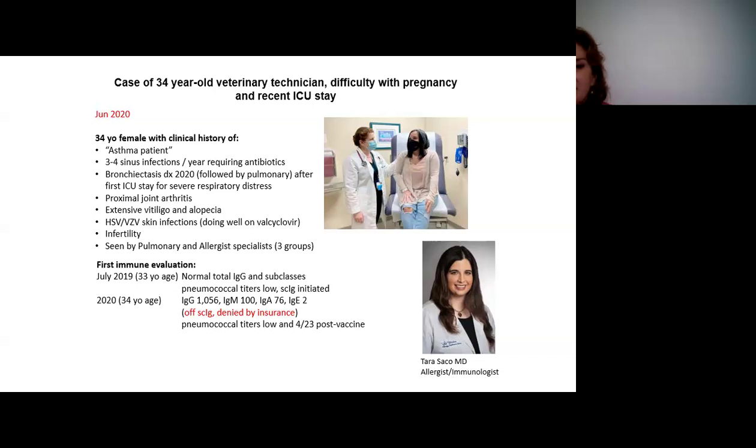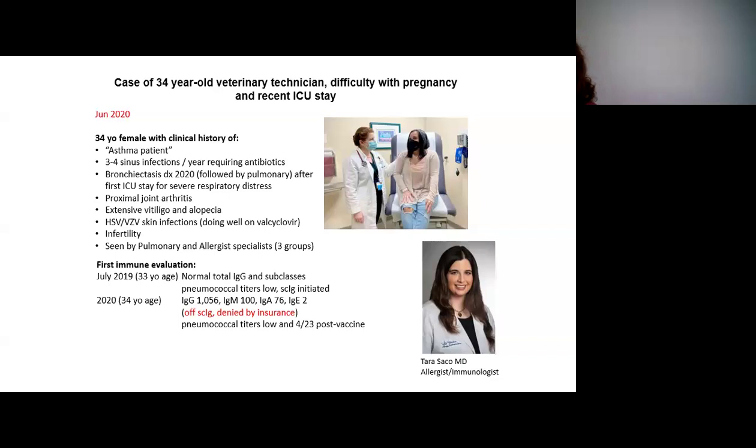So in the first evaluation, we saw normal IgG and subclasses, low pneumococcal titers, so sub-Q IgG was initiated. But because she was only specific antibody deficient and an adult, insurance kept on rejecting her immunoglobulin replacement therapy. So we had to do several pneumococcal challenges and several evaluations. So at the age of 34, she was a patient with specific antibody deficiency.